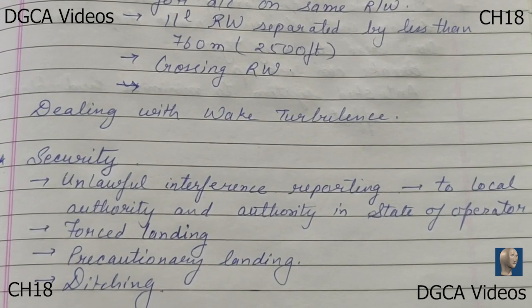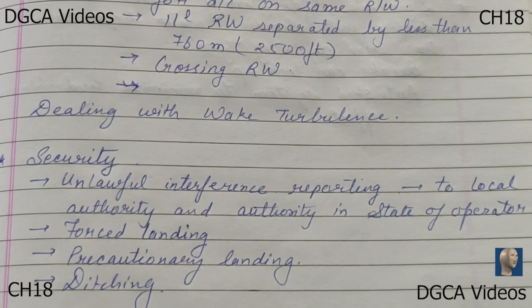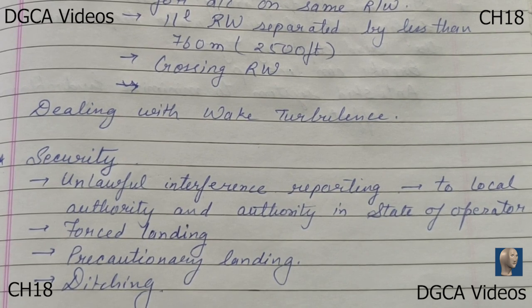Next, security. Reporting the acts of unlawful interference comes first. If any case of hijacking or unlawful interference happens on board the aircraft, then the commander, or in the absence of the commander, the operator, will have to submit without delay a report of such an act to the local authority as well as to the authority of the state of the operator.